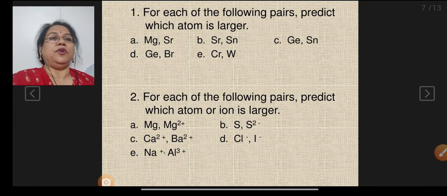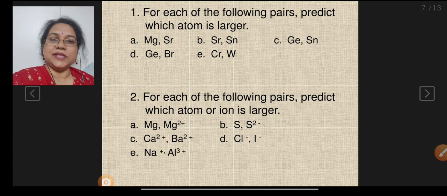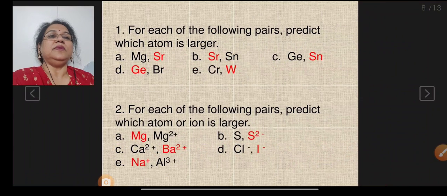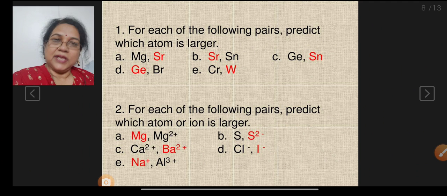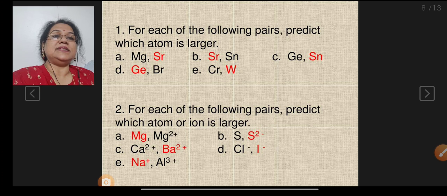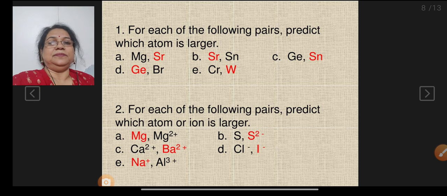Here some questions are given. For each of the following pairs, predict which atom is larger: magnesium, strontium; which is larger? The answer is given next: for each pair, magnesium strontium, strontium tin, germanium tin, the one marked in red is the correct answer.